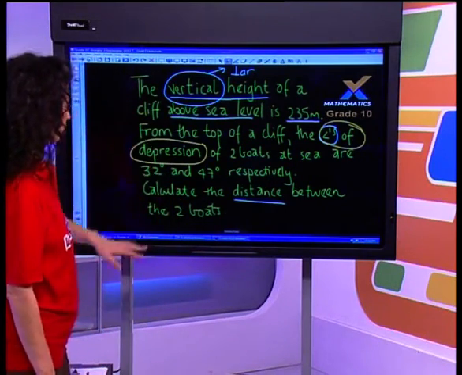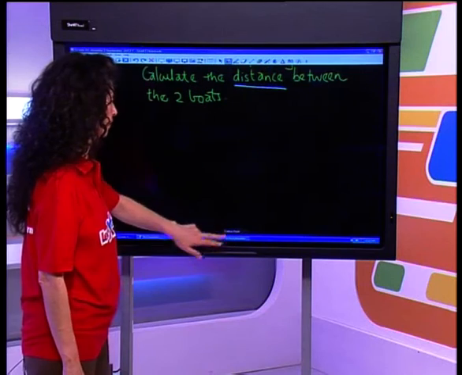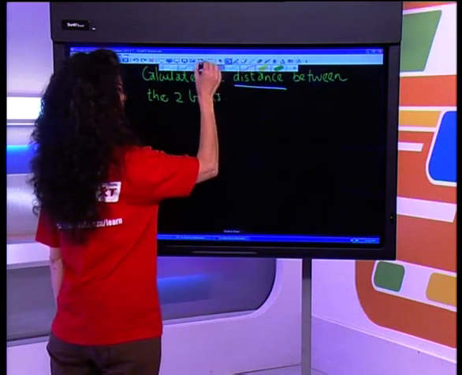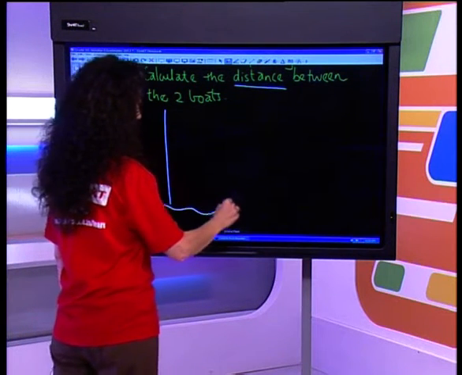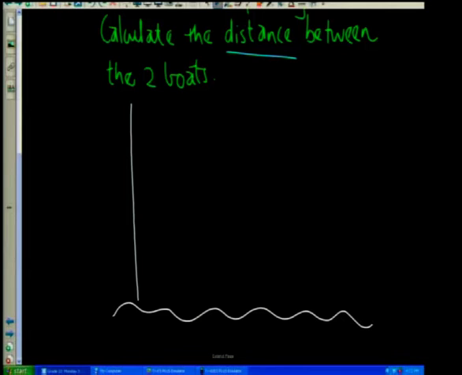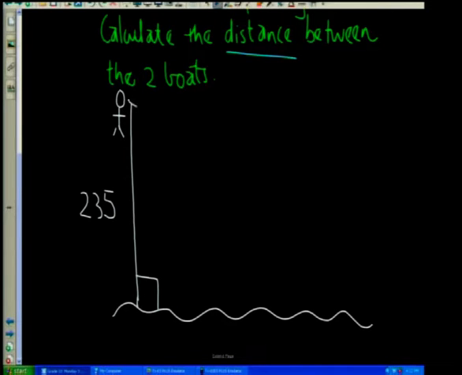So we've got the angles of depression, and we want to calculate the distance between the boats. So let's try and draw this. What does this look like mathematically? So we're going to set up our cliff. There's our cliff, it's vertical, so means to the sea it's at right angles. And this cliff is 235 meters. And somebody then stands on top of the cliff and they look down at a ship. Okay, so here's boat A.